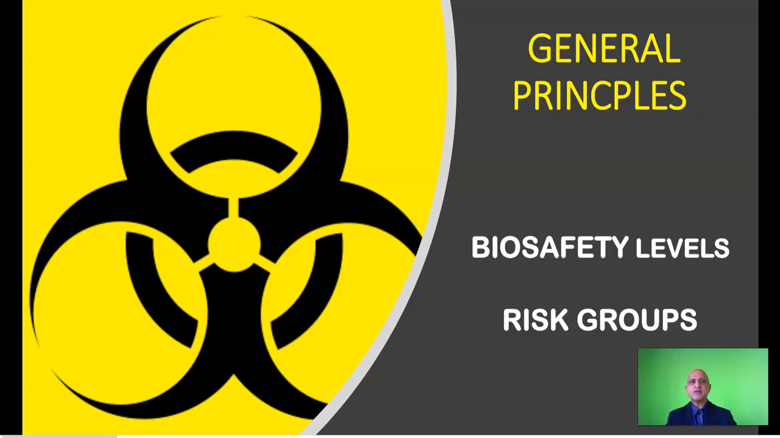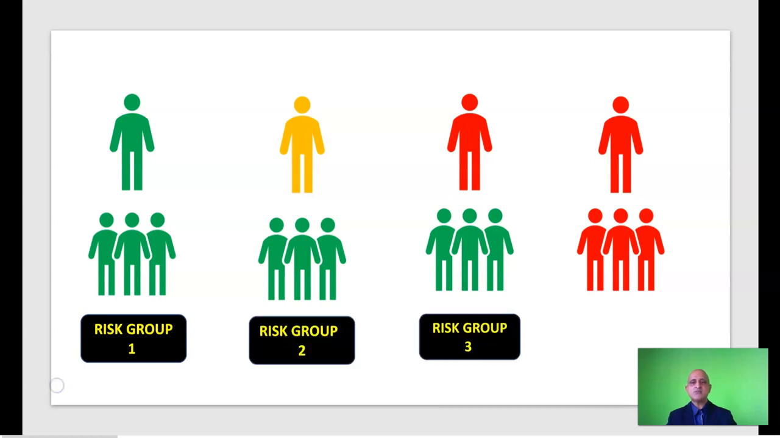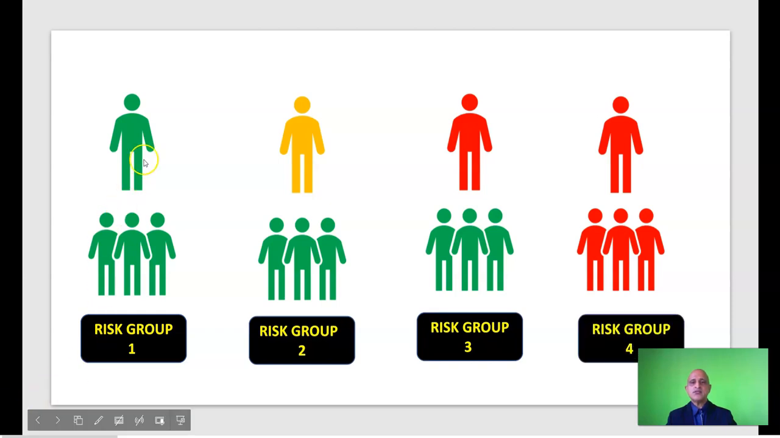The manual commences with what are termed general principles. These are general requirements which one needs to adopt for the minimum level of biosecurity or biosafety at your respective facility. There are 4 risk groups which I have discussed in another lecture, which you can find on this YouTube channel. These are risk group 1, risk group 2, risk group 3, and risk group 4. Risk group 1 is represented in green. So this is a low individual risk and a low community risk. This represents a moderate individual risk and a low community risk. This is a high individual risk and a low community risk. And this represents a high individual risk as well as a high community risk.